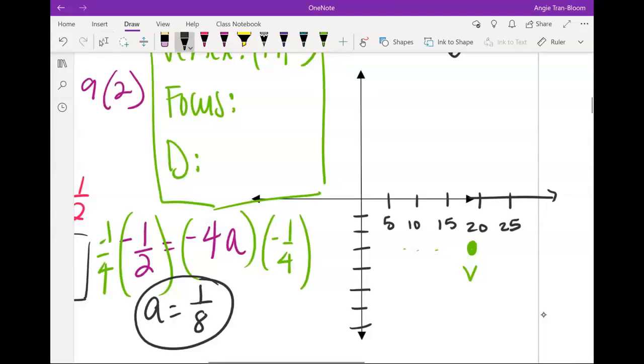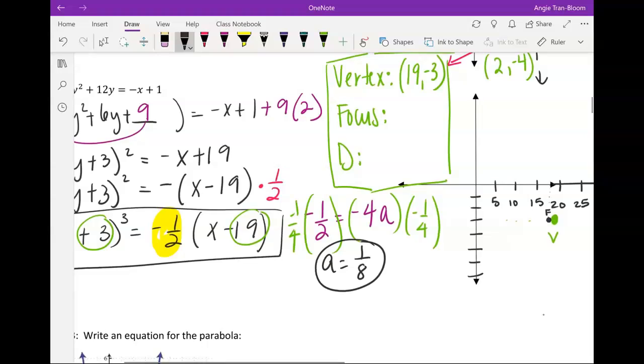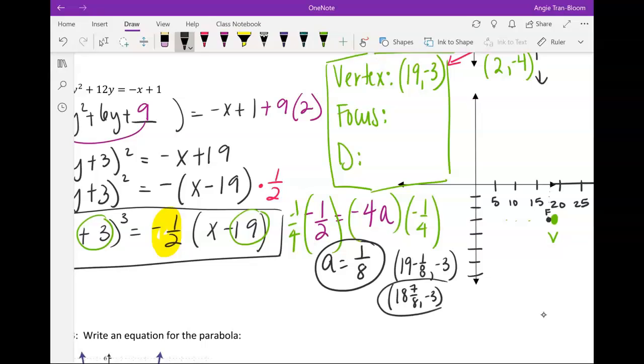So the focus, we know it opens left. So the focus is somewhere here on this left side, and it's going to be super close to the vertex. This is just 1/8. So what does that mean? I'm going to take the x-coordinate of the vertex and subtract 1/8. The x-coordinate of the vertex was 19. So 19 minus 1/8 comma negative 3 is the ordered pair of the focus. Take away 1/8 is 18 and 7/8 comma negative 3. This is your focus. That gets filled in right here.